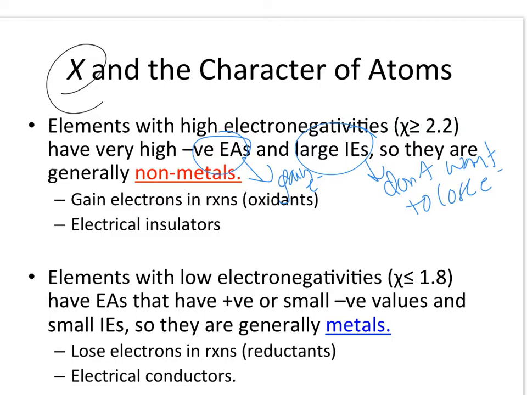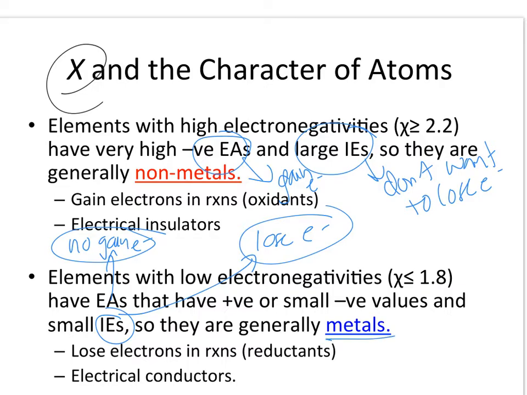Elements with low electronegativities that have electron affinities that are low positive or very small negative values, and also have very small ionization energies are generally metals. What this low electron affinity means is that they don't want to gain electrons. The small ionization energy means that they want to readily lose electrons. They're not going to put up a fight. They want to give that electron away. So things that don't want to gain electrons but want to, in fact, lose them are regarded as metals.